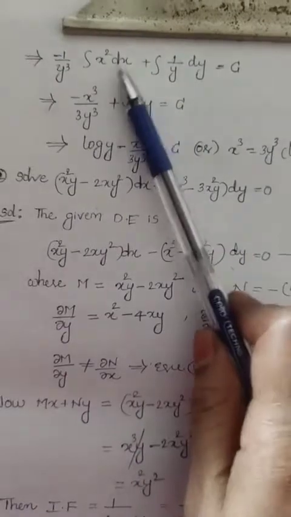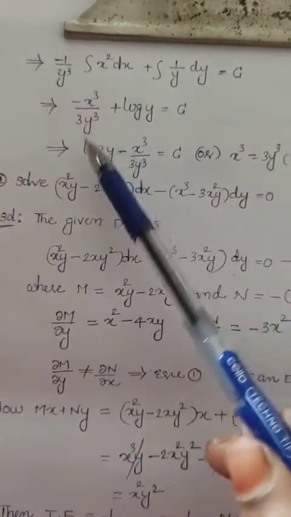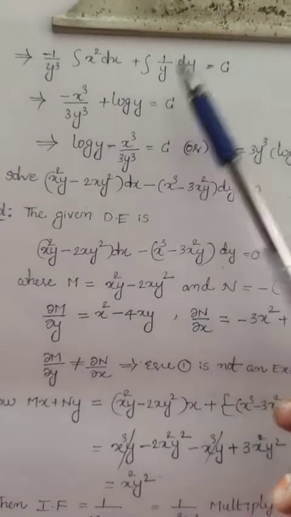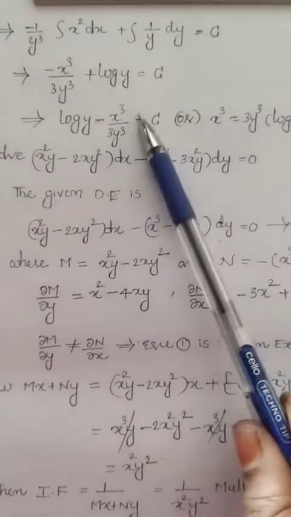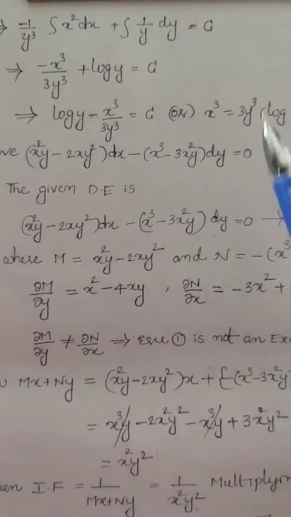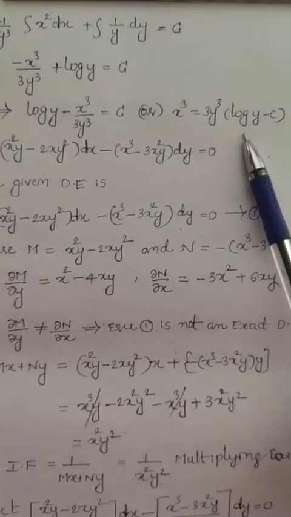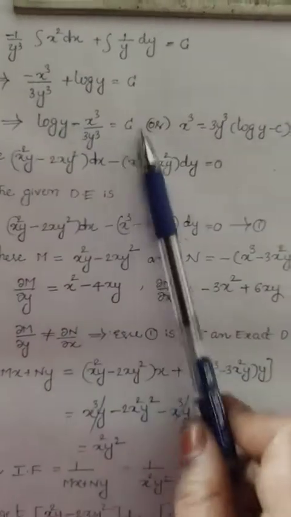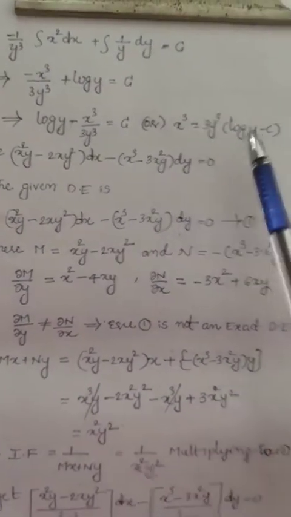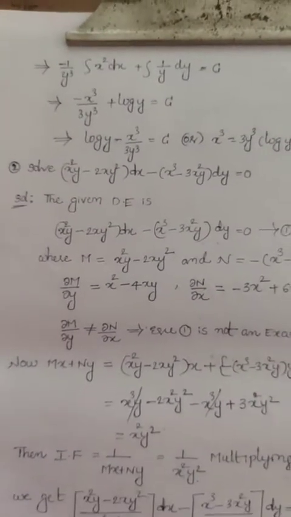Minus 1 by y cube into integral of x square, which is x cube by 3. Therefore minus x cube by 3y cube. The integral of 1 by y dy is log y, equal to c. That is log y minus x cube by 3y cube equal to c. By simplifying this, we get x cube equal to 3y cube into (log y minus c), which is the general solution of the given exact differential equation.